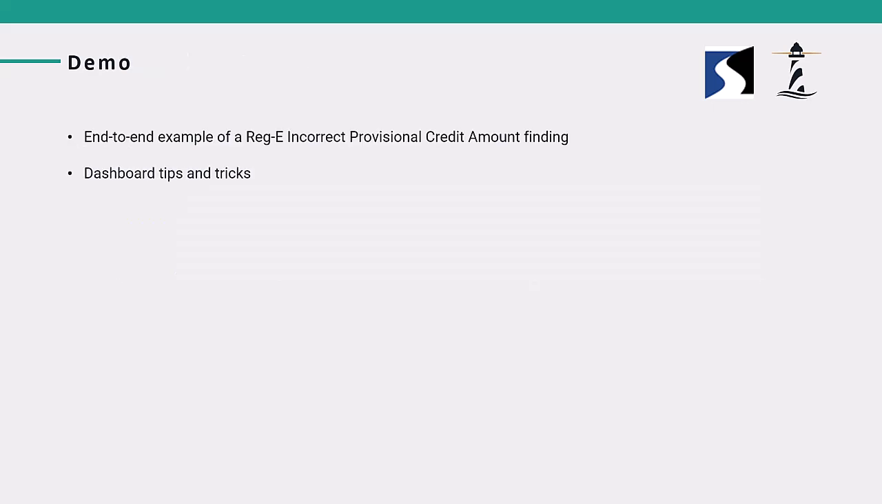Today we will walk through a live example of a Reg E provisional credit finding with one action plan from start to finish. You will see all the phases discussed from the process flow slide we just reviewed. Then we will discuss dashboard tips and tricks before wrapping up.